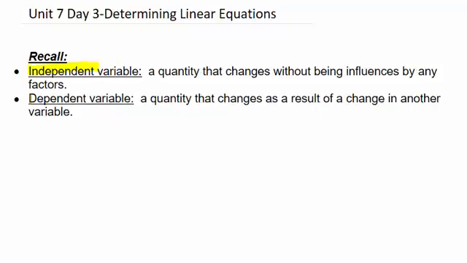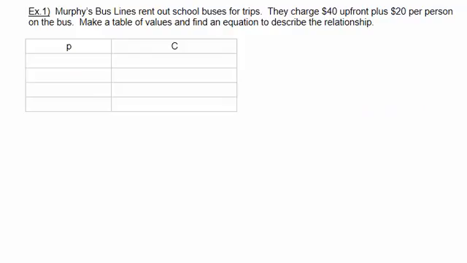The dependent variable is a quantity that changes as a result of a change in another variable, such as that independent variable. So the example we used the other day was the position of the sun in the sky is a dependent variable because that position changes based on time, which is the independent variable. Let's start with an example.